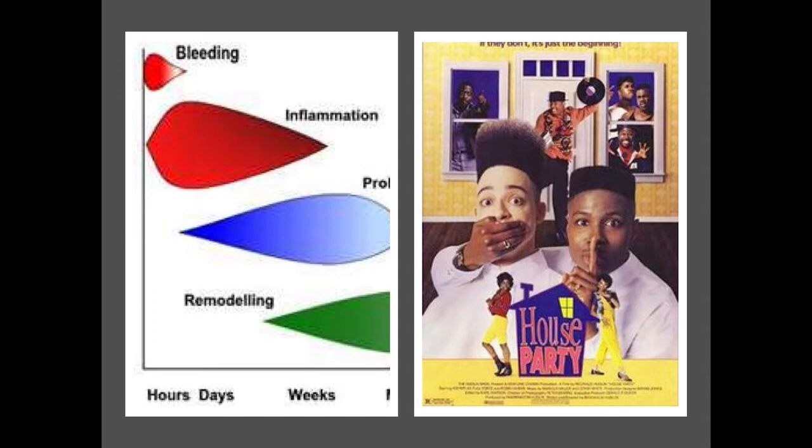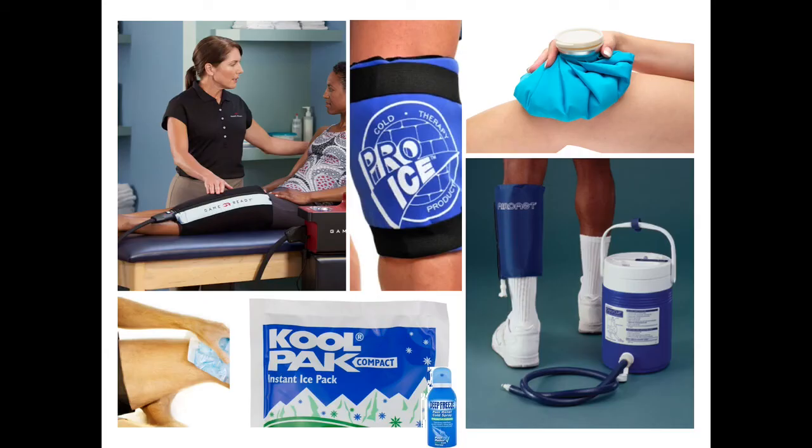It's going to get out of hand. So really what we're doing with our inflammation is we are ensuring it's a good facilitated process, a good house party. We're not going to let people stain the carpet or break the furniture. So how do we do that with ice?